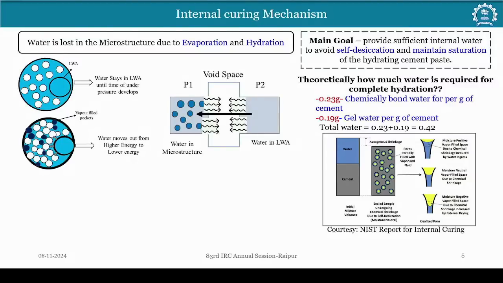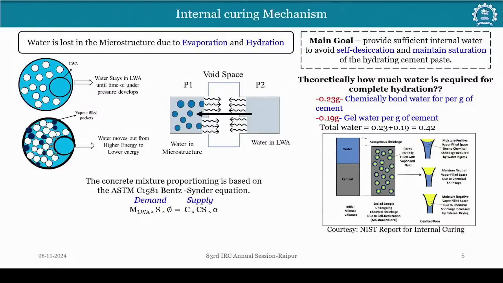So this is a medium. Initially the void space is a medium which will act for the water movement from higher energy, from the water in the lightweight aggregate, to the cement paste. There is also an ASTM code for the internal curing of concrete. Basically, they use a demand versus supply formula to determine how much internal curing water is to be added.